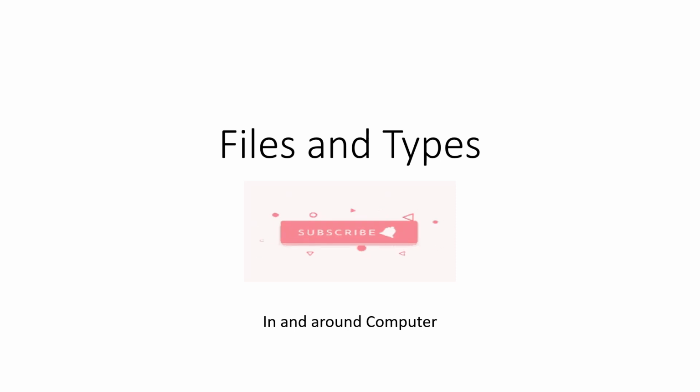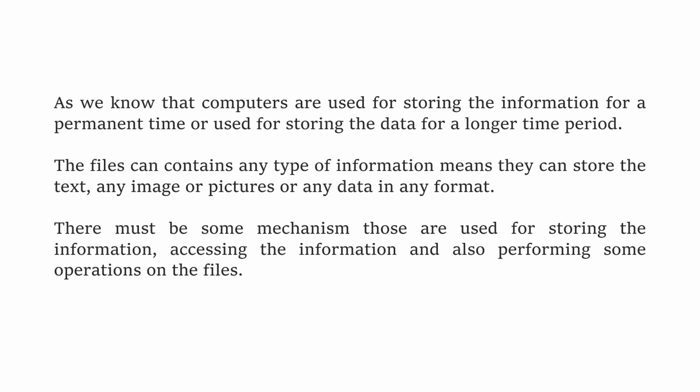In this video, we are going to see the files and types of a computer system. As we know, computers are used for storing information for a permanent time, or for storing data for a longer period of time. The files can contain any type of information, that is, they can store text, images, pictures, or data in any format. There must be some mechanism used for storing the information, accessing the information, and also performing some operations on the files.